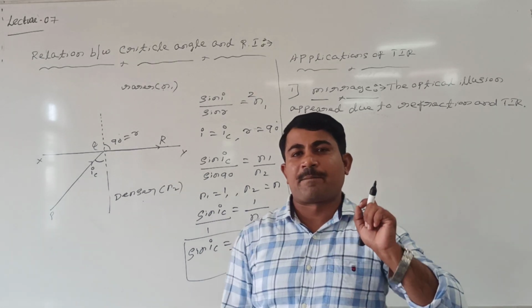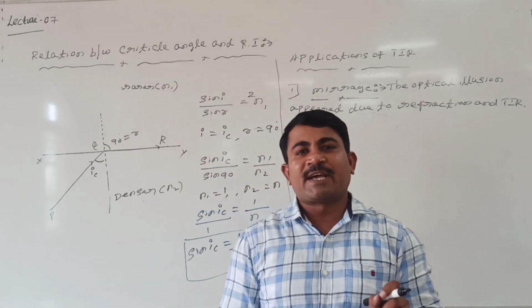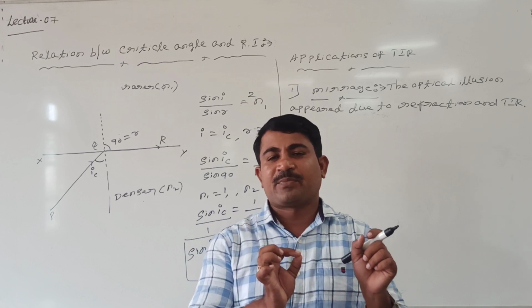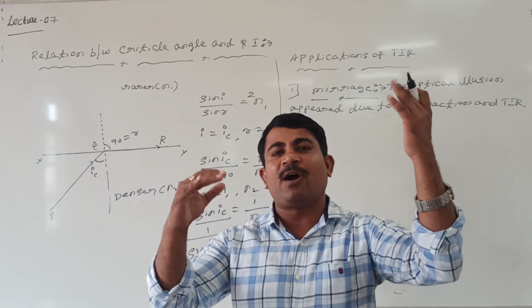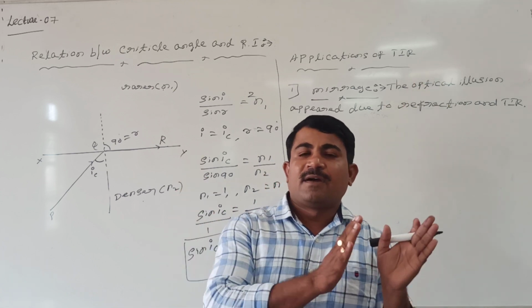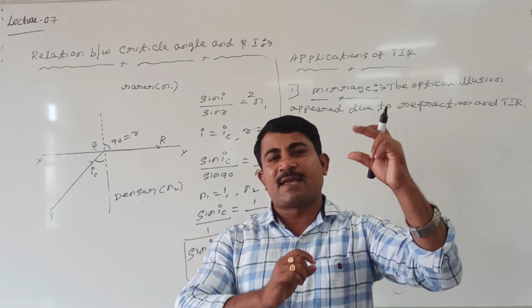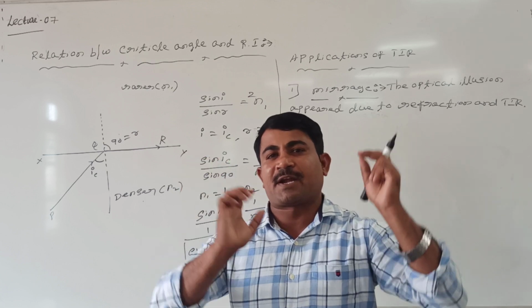How can this mirage appear? Before that, we already know the Earth consists of different layers of different optical density. I mean, the Earth consists of different air layers. Each layer has a different refractive index.